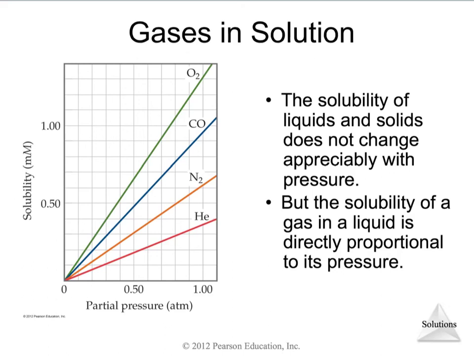We can see that here in the graph to the left. As the partial pressure of our gases increases, so helium, nitrogen, carbon monoxide, oxygen, as we increase the partial pressure of a gas above a solvent, then I can see that the solubility also increases. Or we could say it vice versa. If the solubility of any gas in any solvent increases, then we also know that the partial pressure of that gas will also increase as a result.